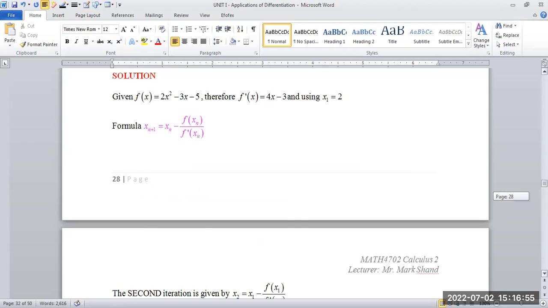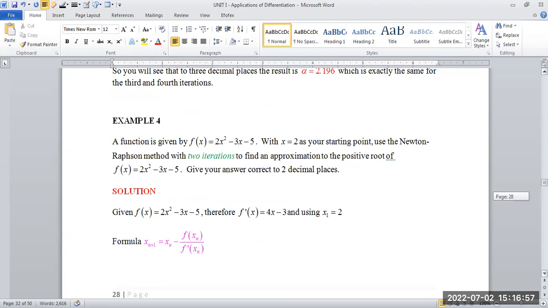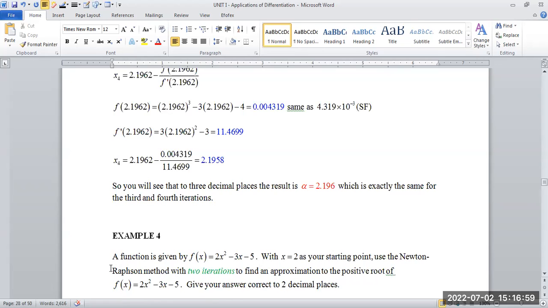That was very good. Let us try this one. I'm giving you one more to do for me. Number 4 says a function is given by this with x equals 2 as your first starting point. It means that this is your first iteration. Use Newton-Raphson method with 2 iterations.